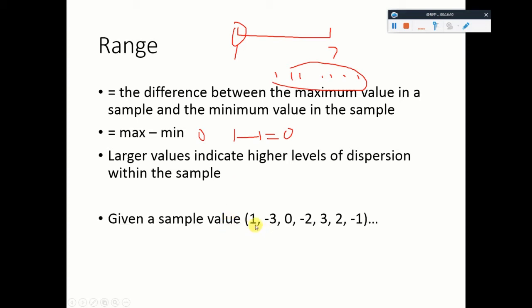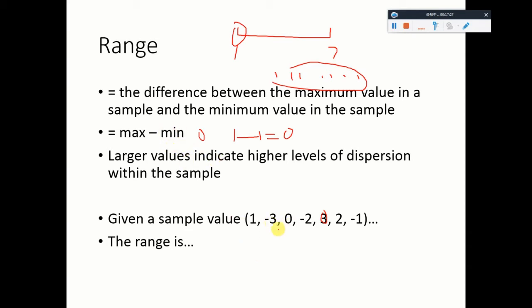Now we have a sample with values 1, -3, 0, -2, 3, 2, -1. So this is the sample value. Now, what is the range? Find the range for this particular sample. Very easily, we should first find the maximum, the largest value in the sample. So what is the largest value in the sample? This one. So what is the smallest value?